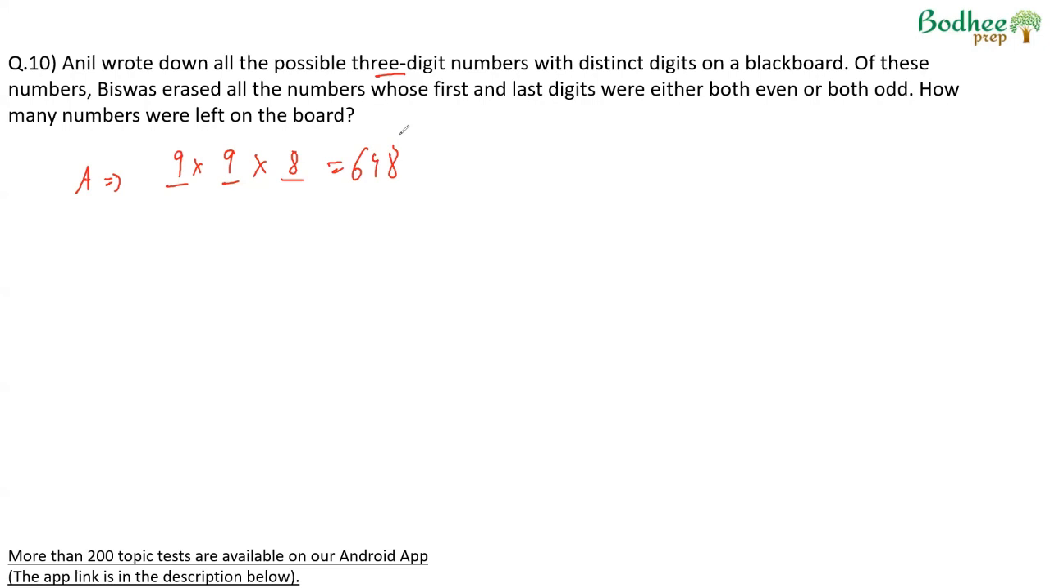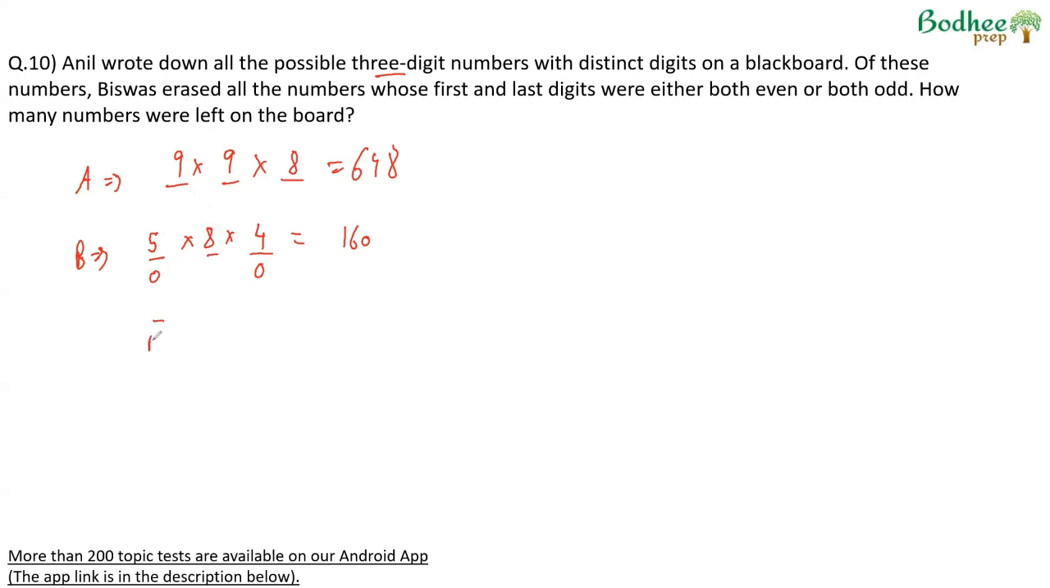Of these, Viswas erased all numbers whose first and last digits were either both even or both odd. Now, if we look at the numbers that he erased, we are looking at the case where first and last digits are both odd. So here there are 5 odd numbers, 1, 3, 5, 7, 9. One is used here, so one of the remaining 4 can be used here. 2 numbers have been used out of 10, so 8 possibilities for the middle digit. So 5 4s are 20, 2 8s are 16.